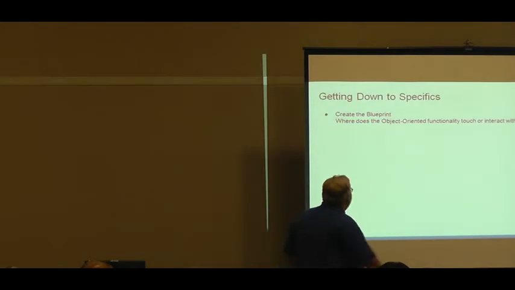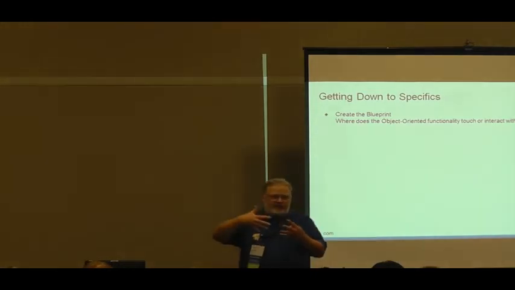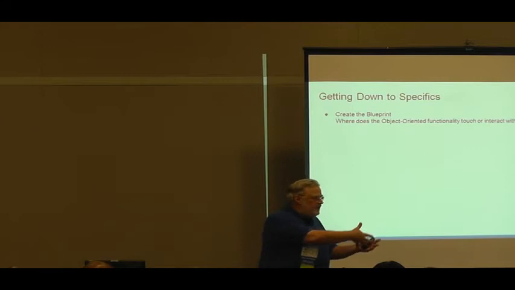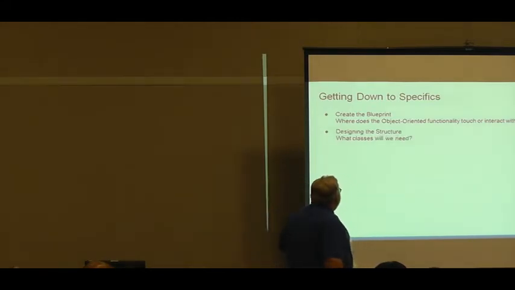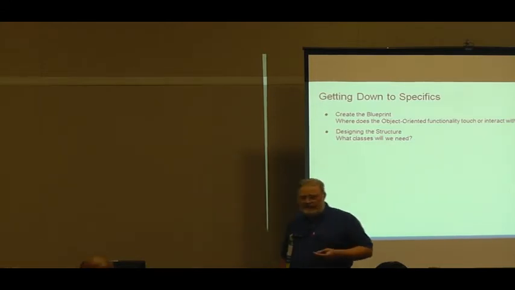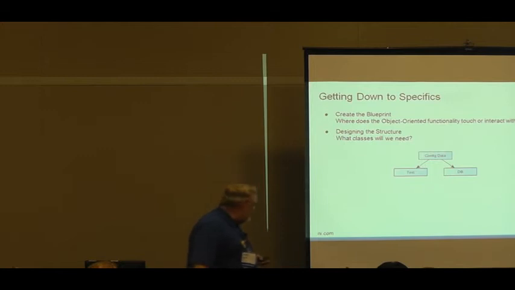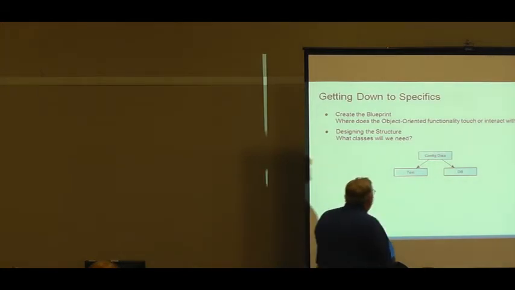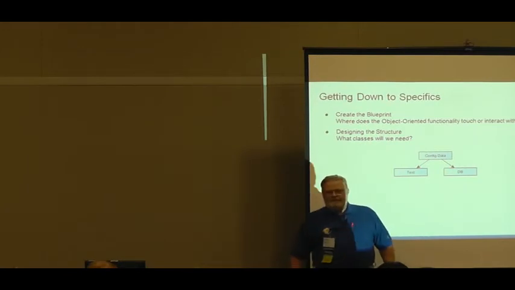Okay? So first we need to create a blueprint, which, as I said, is to define all those contact points between the class that you're going to be creating and the application. Next, we need to design the structure. In other words, what classes are we going to need? Well, in this case, we're going to be calling some configuration data. And so we can say, let's have a top-level class we'll call config data.